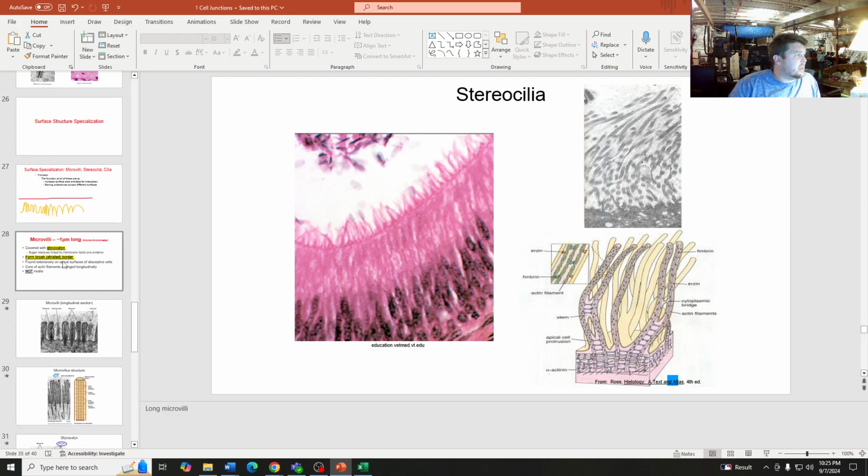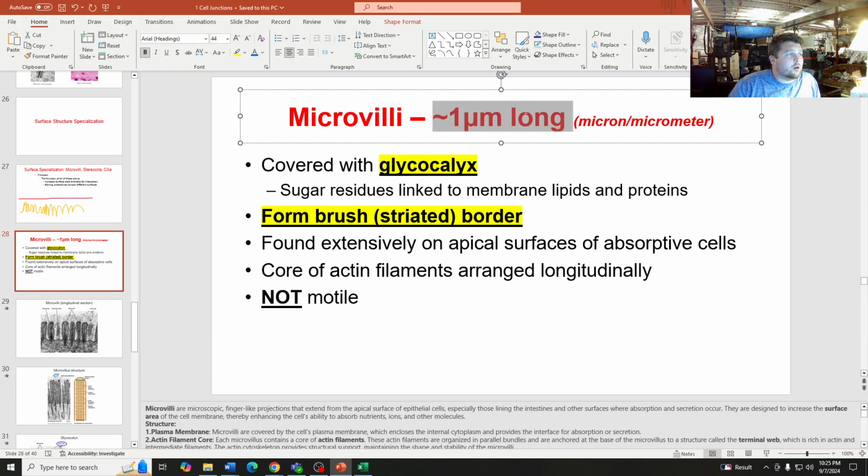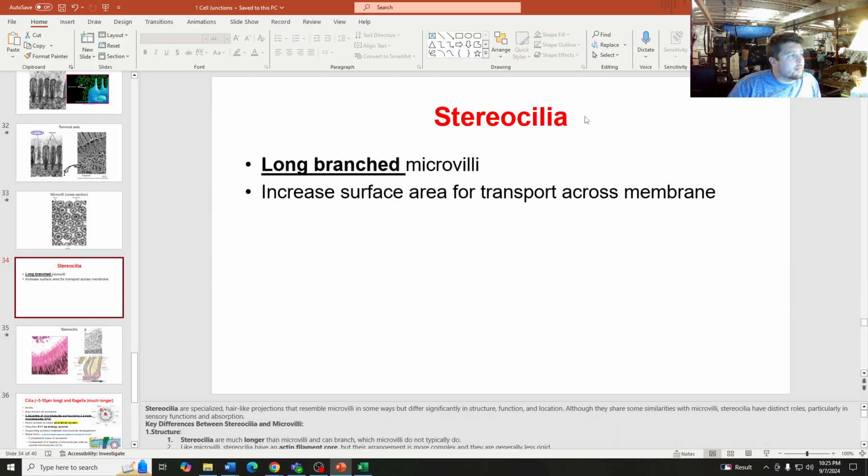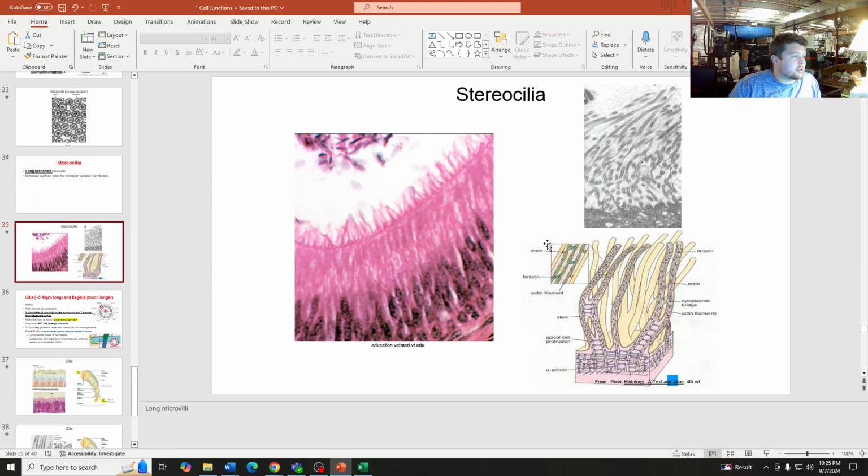If we get test questions, make sure you know microvilli are 1 micron or less long. Stereocilia are much longer and they're branched. See, these are kind of connected. They're branched. Long.